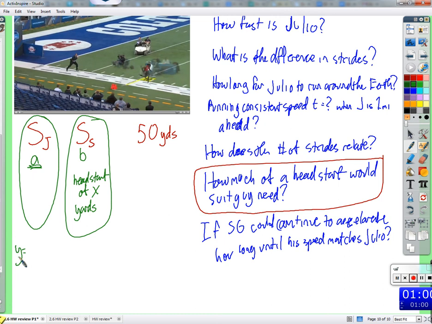Making sense? Okay. So we want to give suit guy a head start of a certain number of yards. With a head start of a certain number of yards, write an equation, so that when I plug in my X and my B, it'll tell me how long it takes him to go that distance. So I want you to work on it with a piece of paper and a pencil, or a pen maybe.